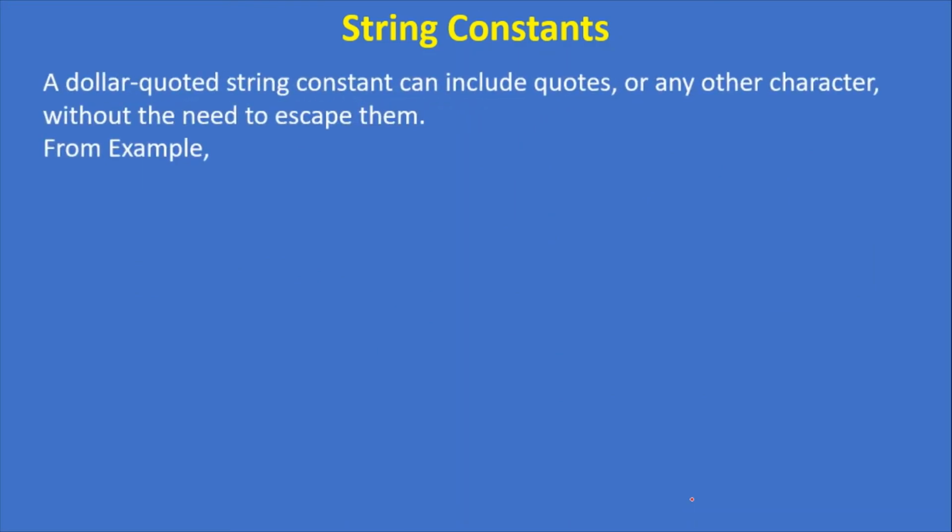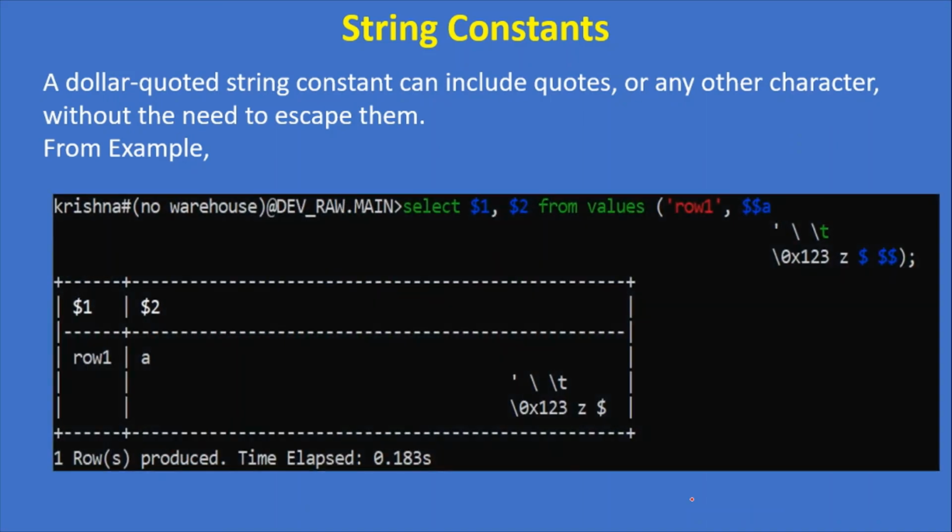A dollar quoted string constant can include quotes or any other characters without needing to escape them. So no need to escape them. Here I have taken another example: select $1, $2 from values. This $1, $2 is different from the dollar dollar I am talking about. Instead of specifying actual column names, you can refer to columns by $1, $2, and retrieve the columns from the table. Here I didn't use a table, I used values. I am going to explain this in later videos.